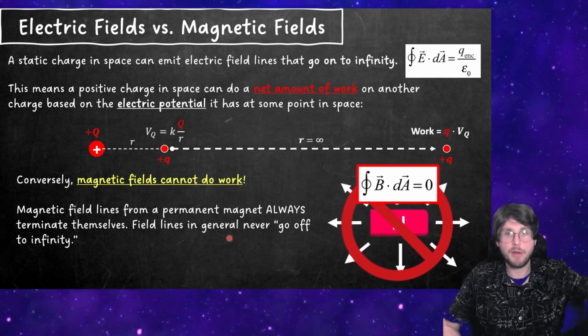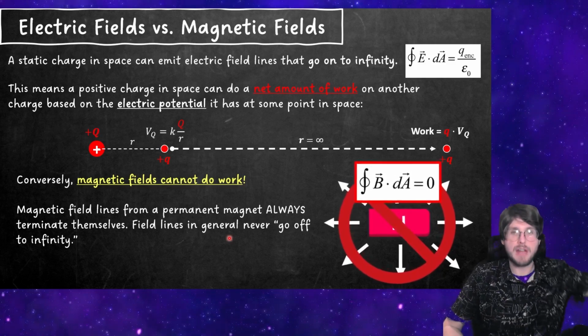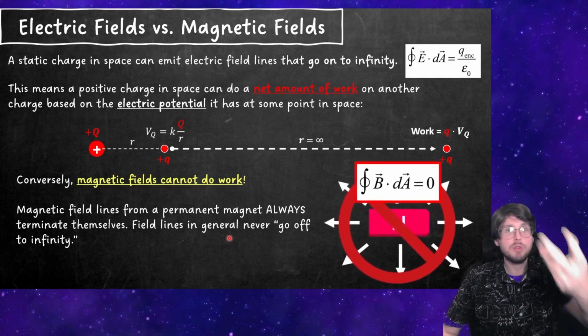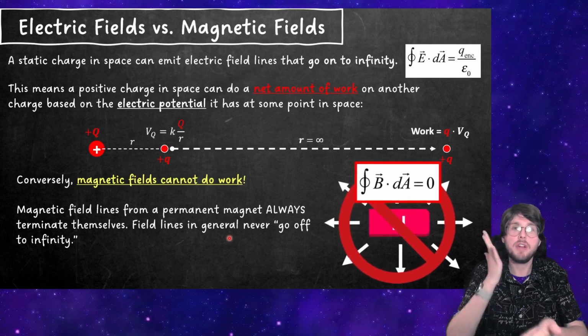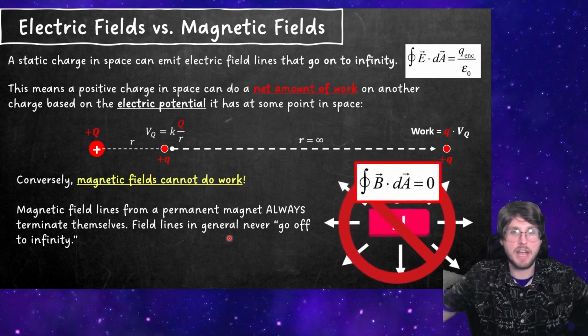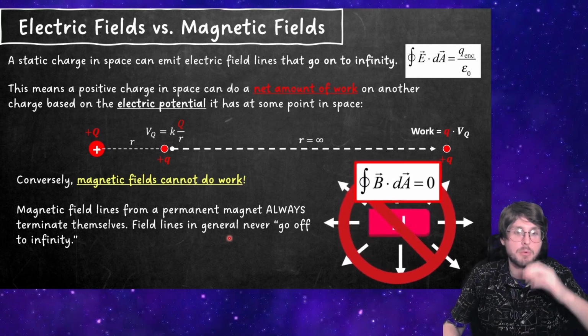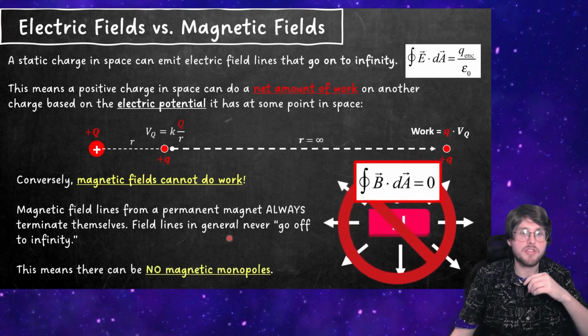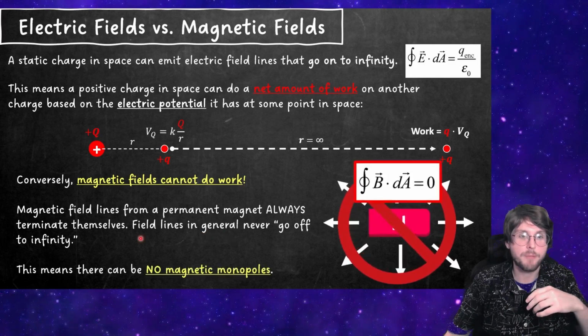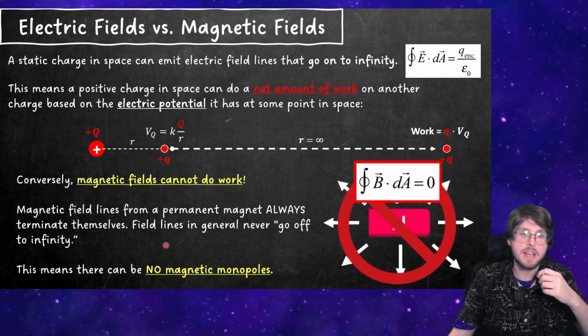They will loop around in circles. They will loop around to the other end of the object. They'll do lots of things, but the one thing they will never do is fly off to infinity. And so the main statement to remember is that there can never be any magnetic monopoles. And that's what this equation right here is saying.